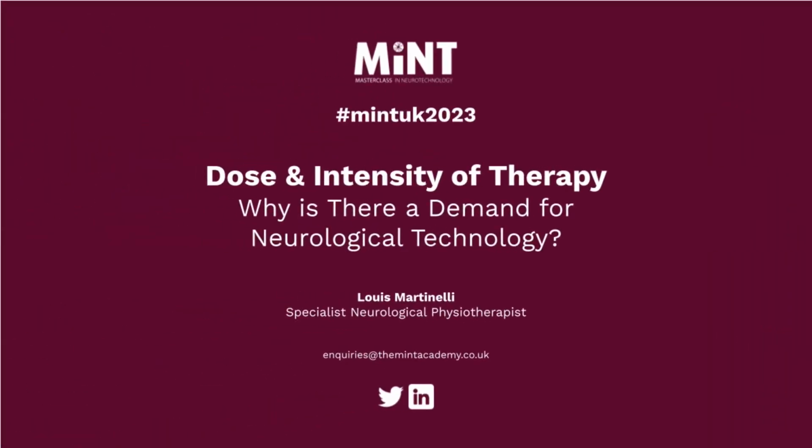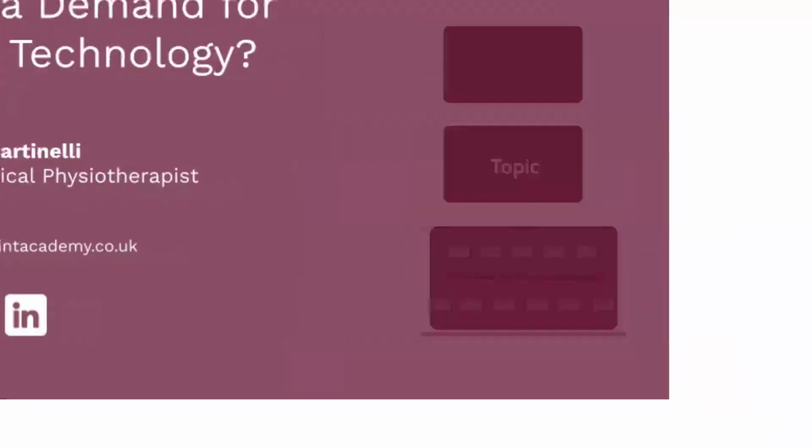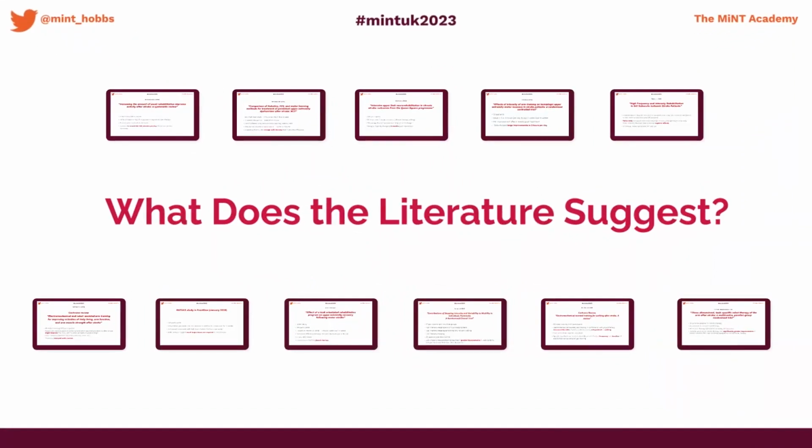Okay, so that's the intro done. What is dose? What is intensity? Are there guidelines? If so, are we meeting them? The next section now, we're going to look at the literature. I've summarised just over 10 studies here, highlighting what recent research there has been to see how important dose and intensity are in the rehabilitation of neurological patients.